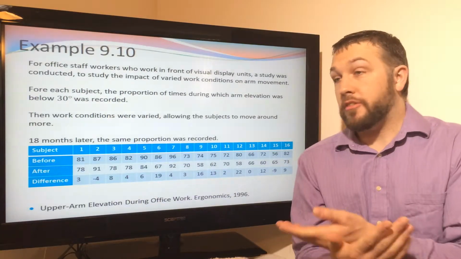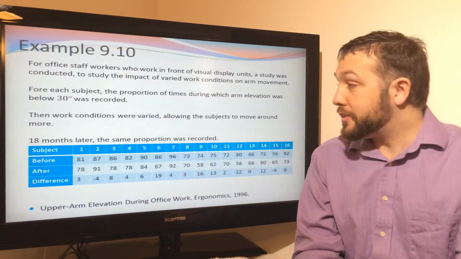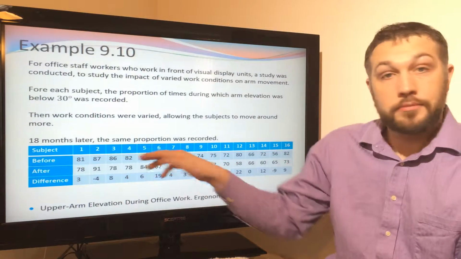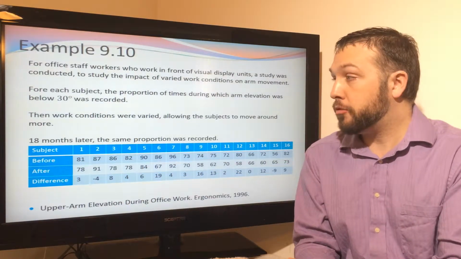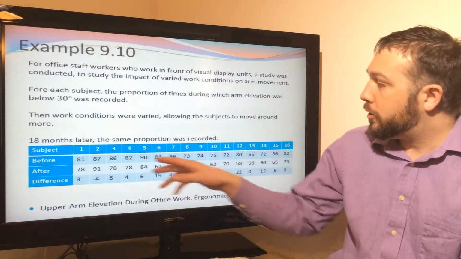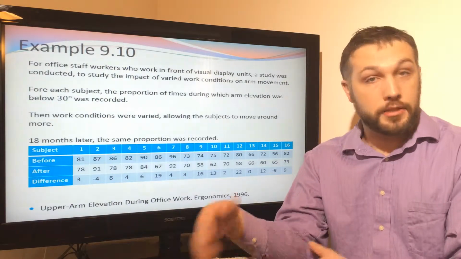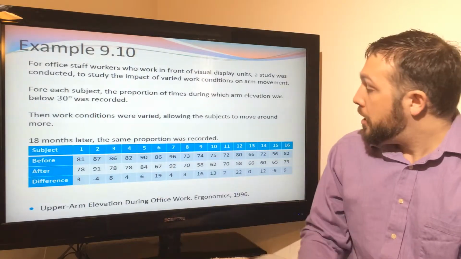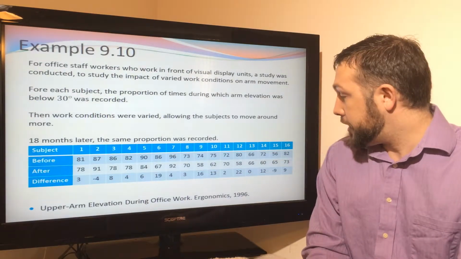So this is a very nice natural pairing of data. In fact, in this case, there's no real danger of suddenly losing one value in X for the sample and not Y, because if we have one person's before, we're certainly going to have their after measurements. So these are proportions. They're thinking of them in terms of percentages of the time during the day that the workers are being measured, where they had their arms raised to a certain elevation.